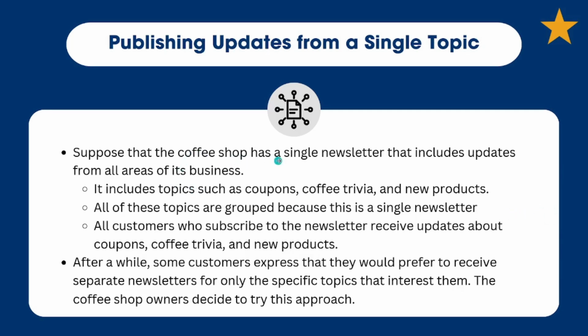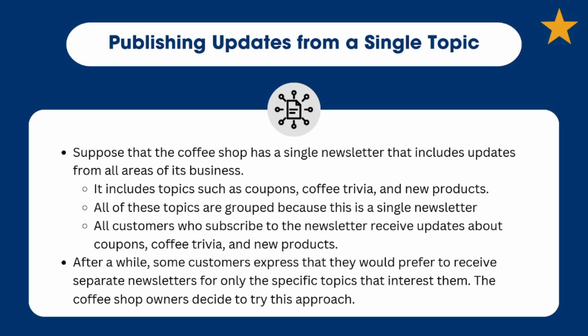Suppose a coffee shop has a single newsletter that includes updates from all areas of its business. Bringing back that coffee shop analogy, there are topics such as coupons, coffee trivia, and new products. These topics are grouped together because it's the coffee newsletter. So whenever the newsletter goes out, everyone's going to get updates on all three topics.